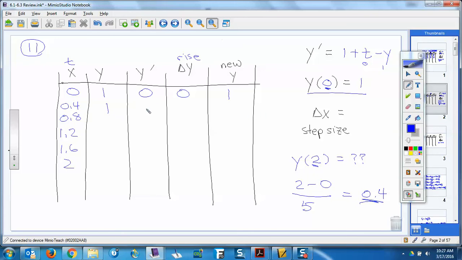Okay, and now we calculate a new slope. I went over 0.4 and I'm at 1. So now we put in 0.4 for t and 1 for y. We get 1 plus 0.4 is 1.4, take away 1 is 0.4. So my slope is 0.4 at my new spot. Now, what's my rise? A 0.4 slope times a 0.4 run gives me a 0.16 rise. So if I move over 0.4 again, I'm going to go up 0.16. So where am I now? 1.16.